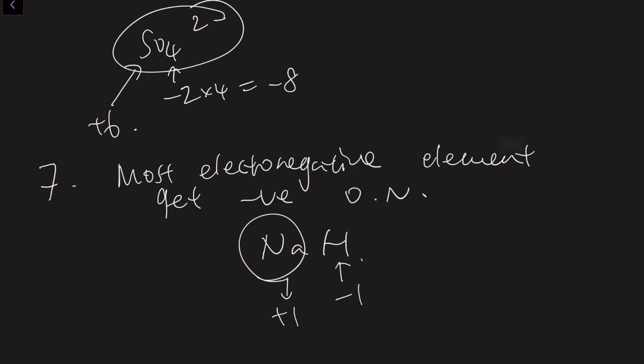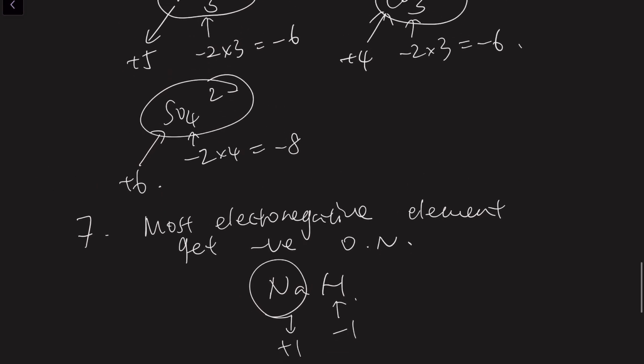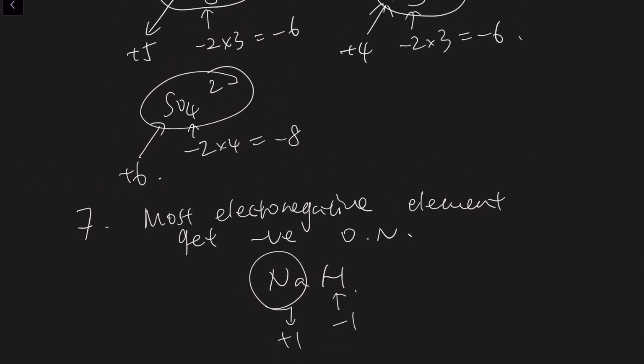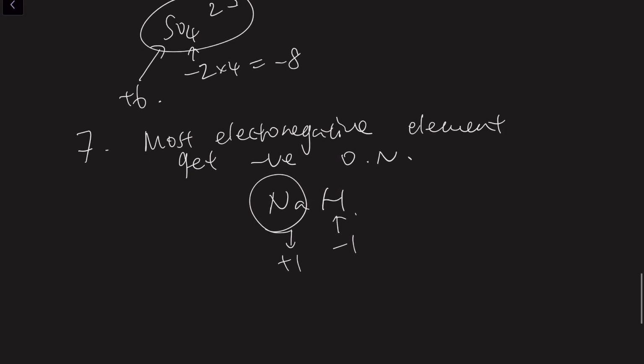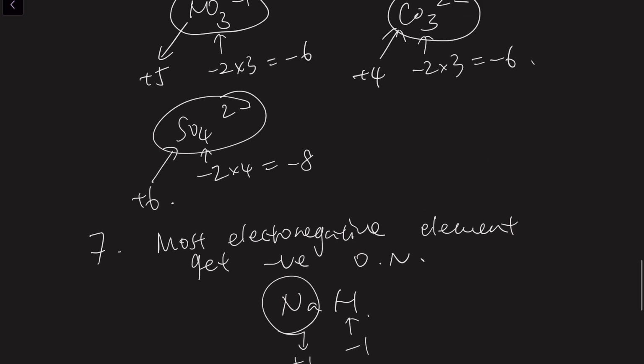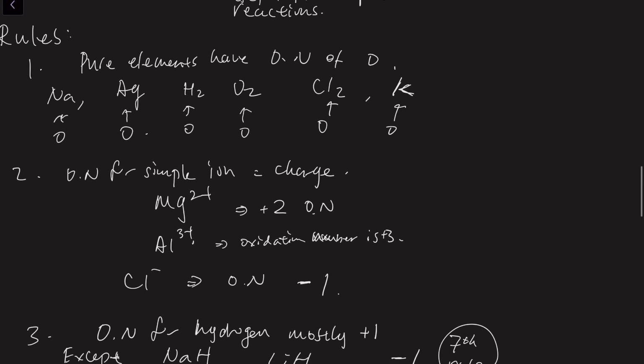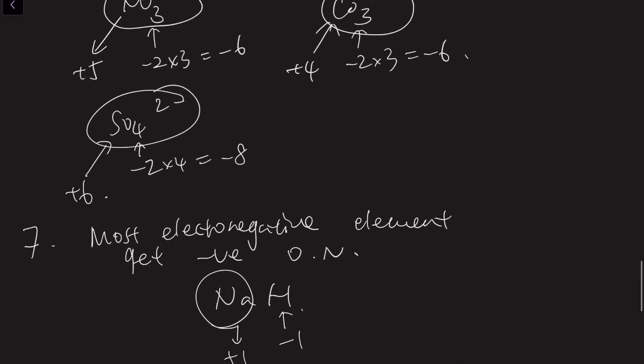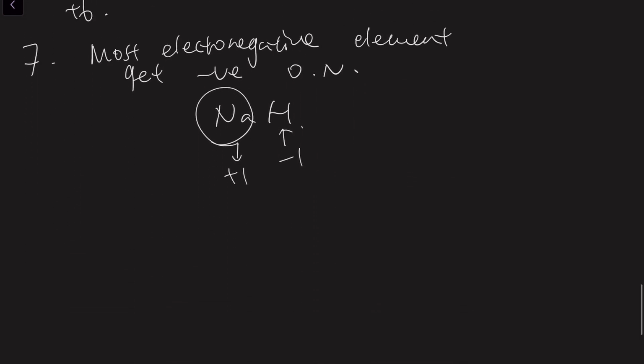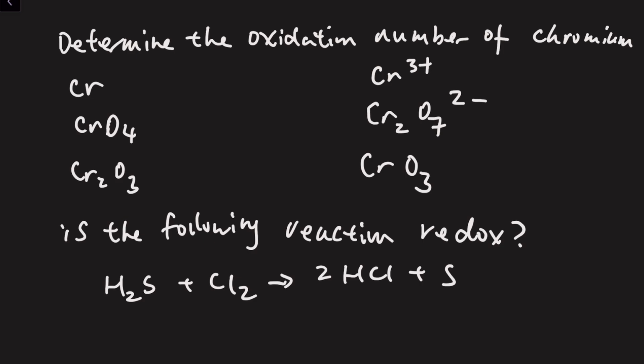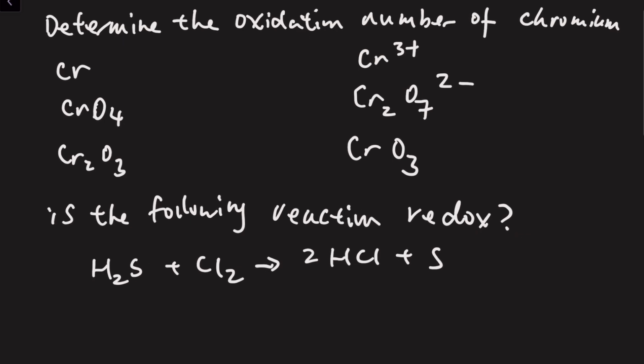So that's all the rules for oxidation number. The key is to do practice questions. The goal is that you don't need to look up those rules, and whenever you see something, you can immediately know the oxidation number. Speaking of practice, let's try to do some practice ourselves. Determine the oxidation number of chromium.